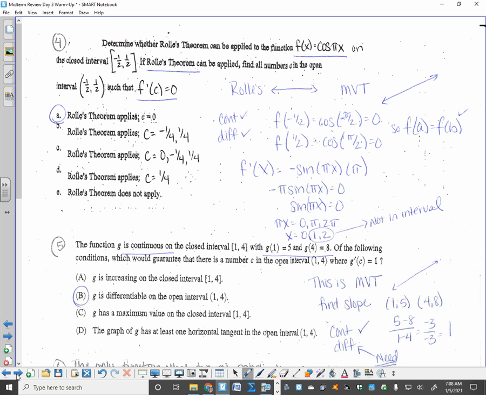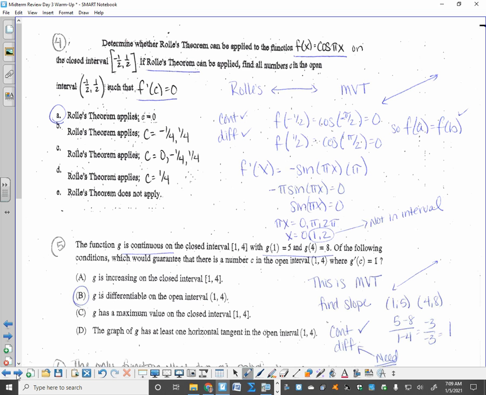So let's see, I find f of -1/2 and f of 1/2, and those both turn out to be 0, so I know that f of a equals f of b. Now, they didn't both have to be 0. They could have both been, I don't know, an elephant. It doesn't matter as long as they are the same.